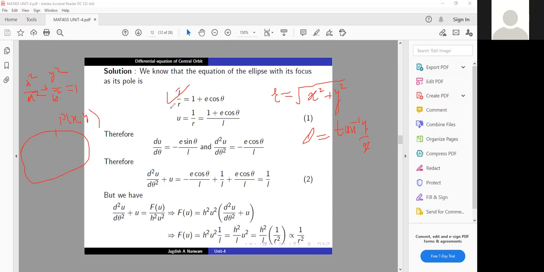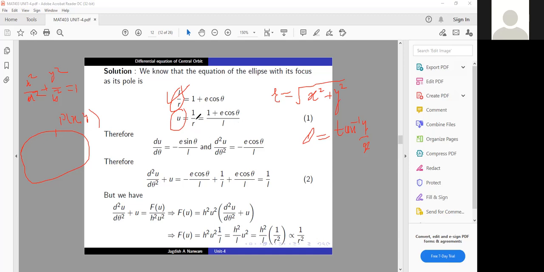Now we have denoted this by U. So U is equal to 1 by R, right? If you take U is equal to 1 by R, you take the reciprocal of this equation. That gives R upon L. And what is the value of R? R is equal to 1 plus E cos theta divided by L, right? But what is 1 upon R? 1 upon R is U. And therefore we can take U as 1 plus E cos theta upon L.